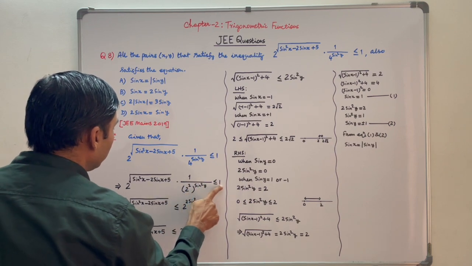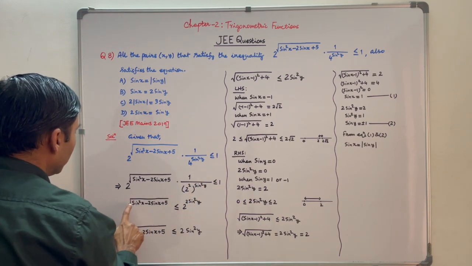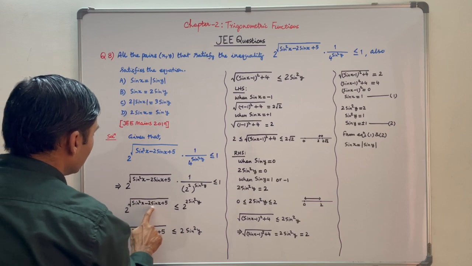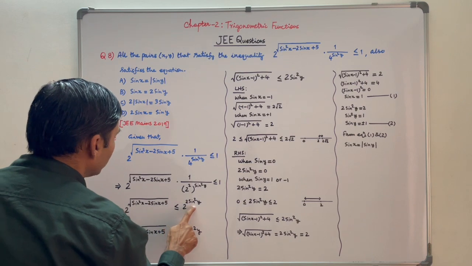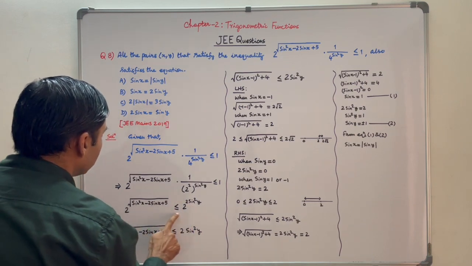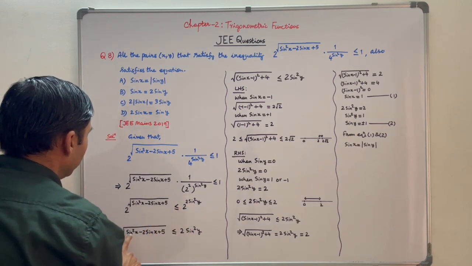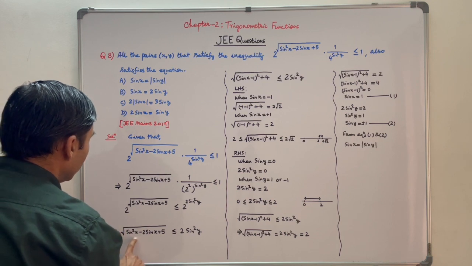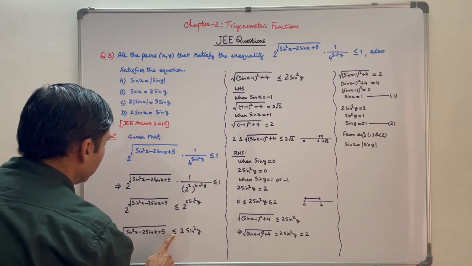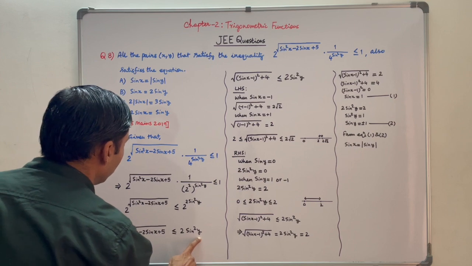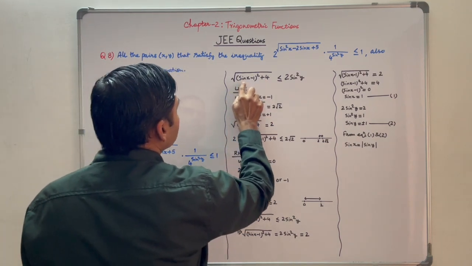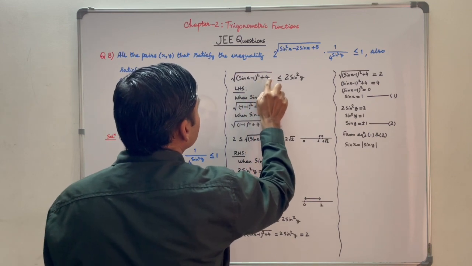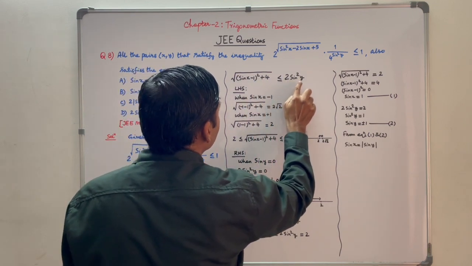When you cross multiply, you will get 2 to power under root sin square x minus 2 sin x plus 5 is less than or equal to 2 to power 2 sin square y. Now bases are same. So we can write this inequality as under root sin square x minus 2 sin x plus 5 is less than or equal to 2 sin square y. This can be written as: under root sin x minus 1 whole square plus 4 is less than or equal to 2 sin square y.